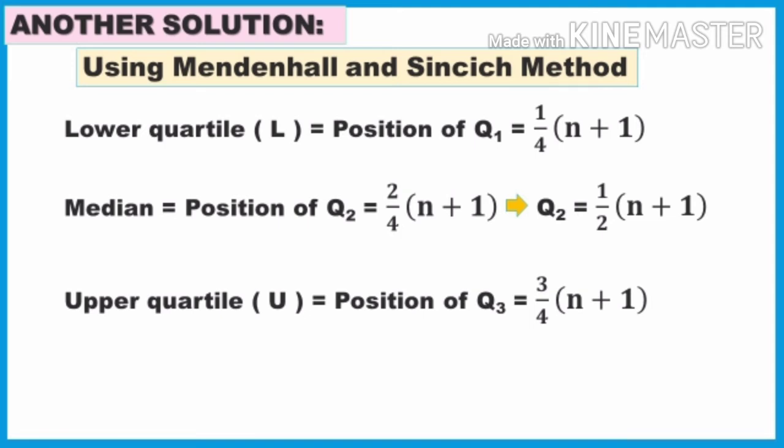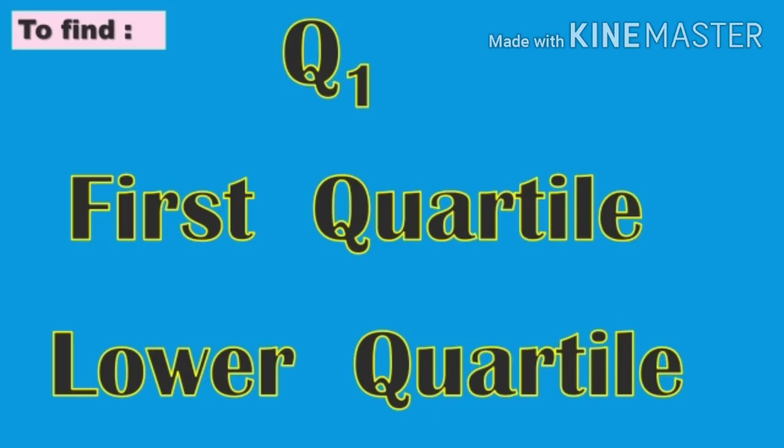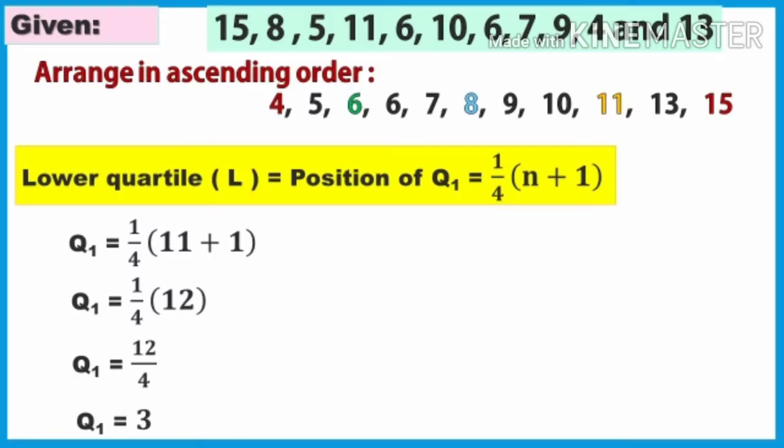It is equal to 3/4 times n plus 1. Okay, tuturo ko sa inyo ngayon kung paano gamitin ang mga formula. Okay, so let's have the first quartile or the lower quartile. So, ang given natin, we have 15, 8, 5, 11, 6, 10, 6, 7, 9, 4, and 13.